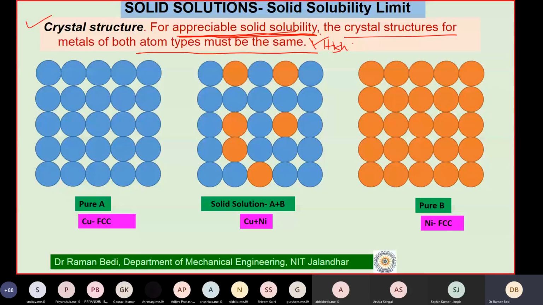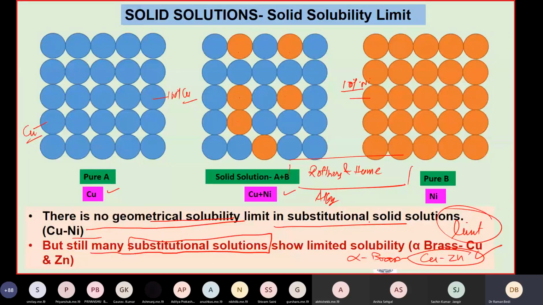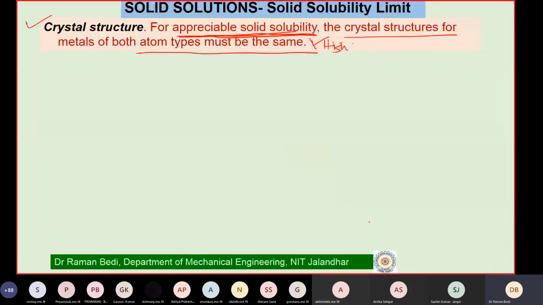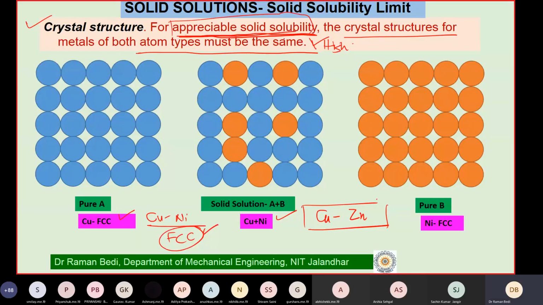On the other hand, take another solid solution, which I referred to in my last slide, alpha brass, a solution of copper and zinc. Before that, we said that we have the copper and nickel solution. Both have the same crystal structure, FCC, and that is why it is completely soluble. There is no limit, so they form a substitutional solution.